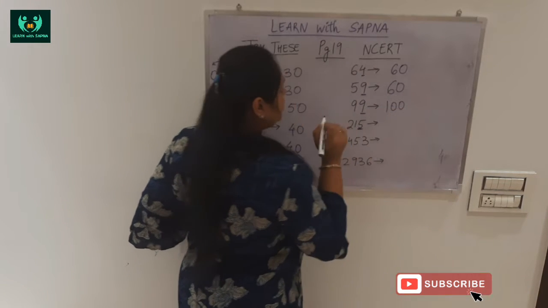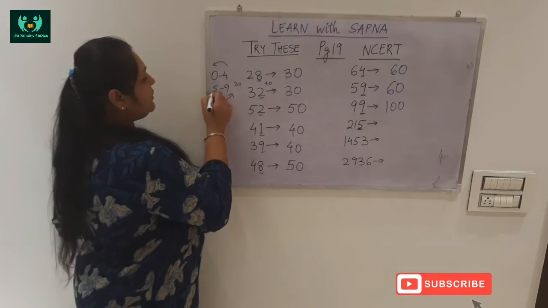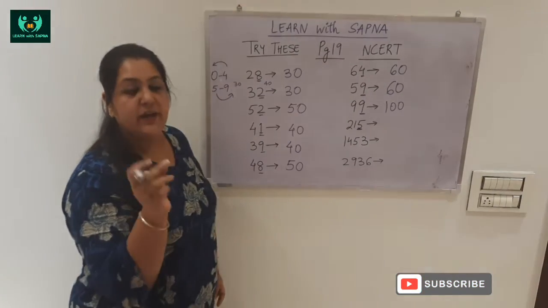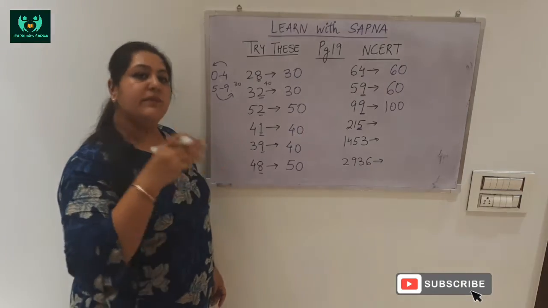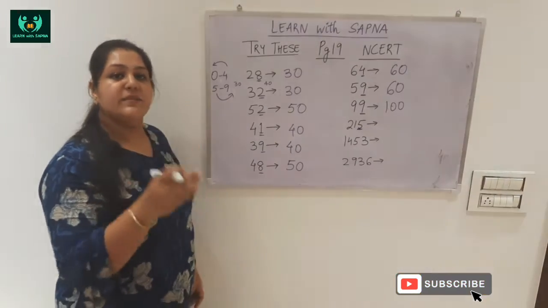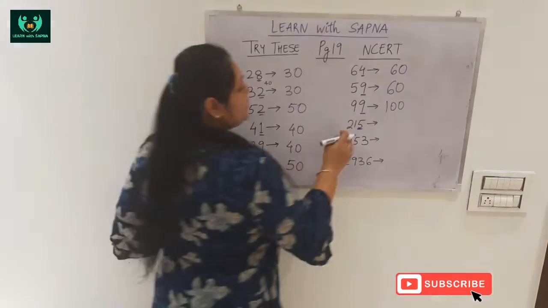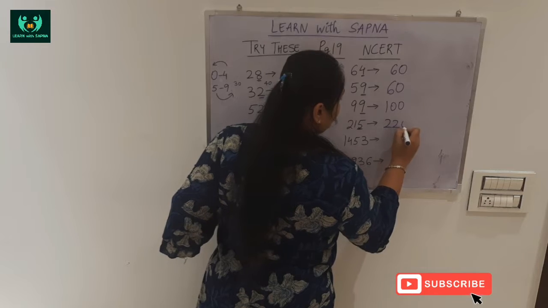Now 215, 5 is the bracket. Actually 5 is at the cusp, right? 0 to 4 are lower numbers, 6 to 9 higher numbers, 5 is the cusp. But again 5 comes in the higher bracket. We go towards the higher 10 position. So 215 will go to 220.